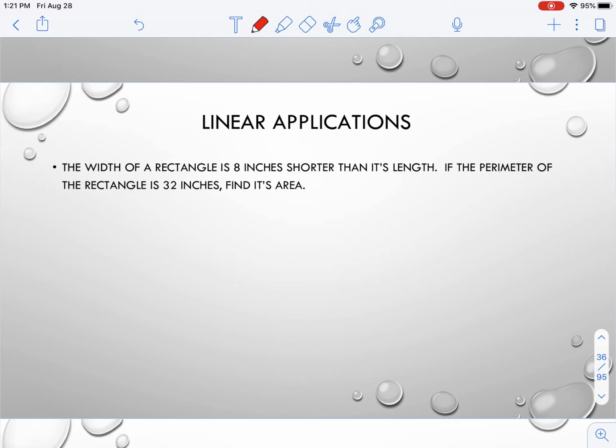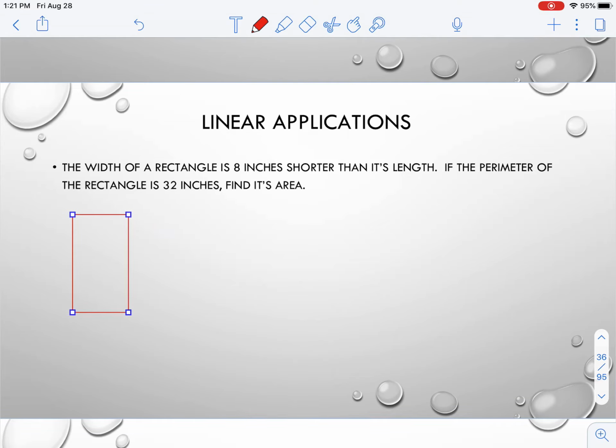So let's actually do a couple of problems here. Let's say the width of a rectangle is 8 inches shorter than its length. If the perimeter of the rectangle is 32 inches, we want to find the area. First things first, I'm a visual person, and a lot of people are, whether they realize it or not. So my biggest hint a lot of times is draw a picture. I've got a length, I've got a width, and my problem tells me that the width is 8 inches shorter than the length.